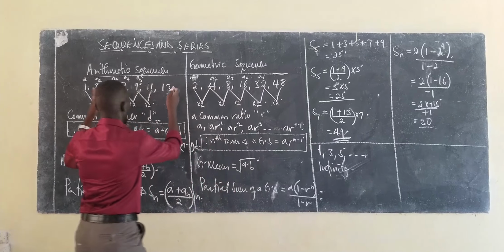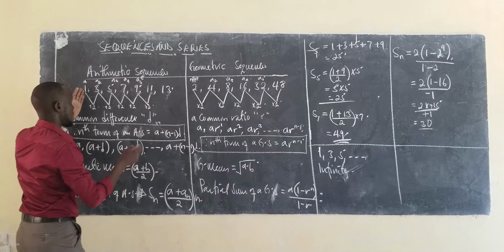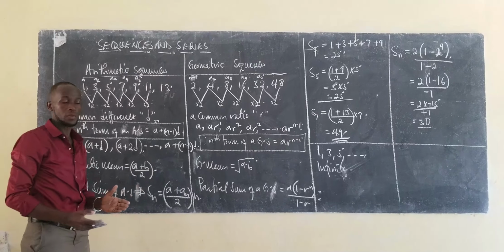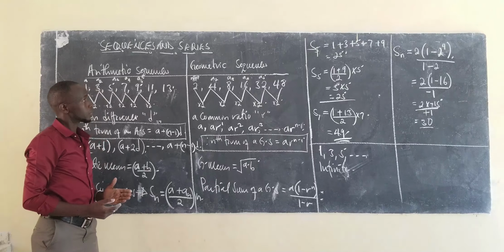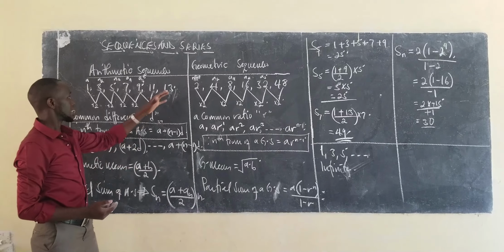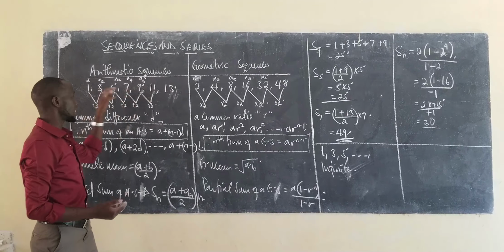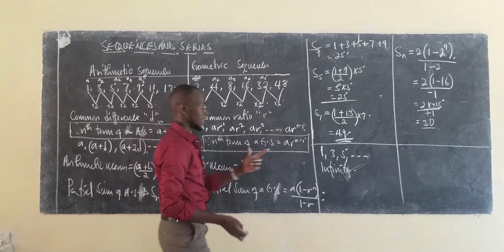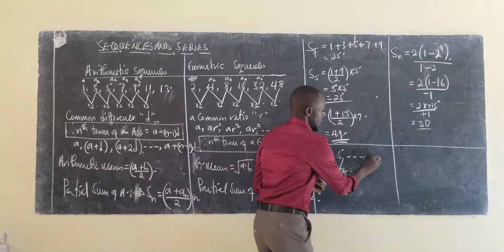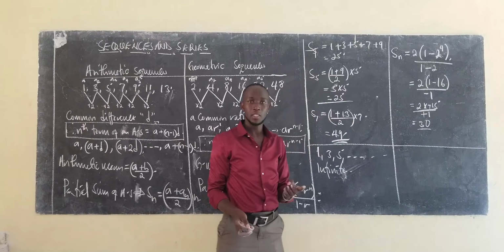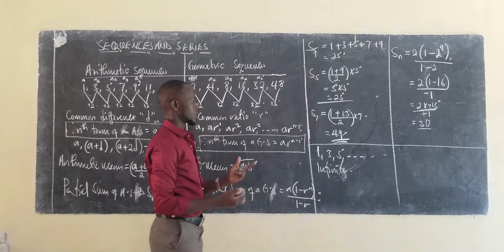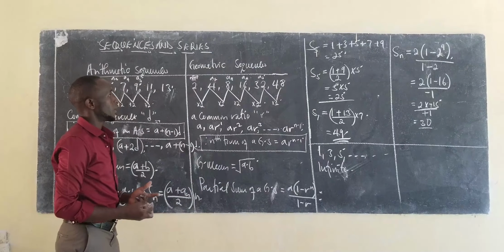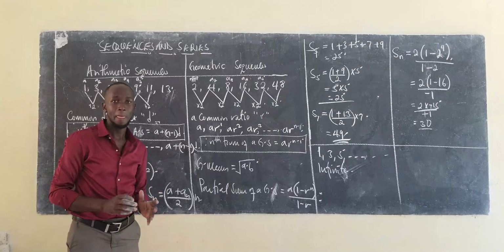But look at this one. This one, where you have the first term and the last term, the nth term given to you, is called a finite sequence because it is very well known. We know its start and its end. Where you don't have the nth term, we say that one adds up to infinity and is an infinite sequence. Hope that is clear with a sequence.